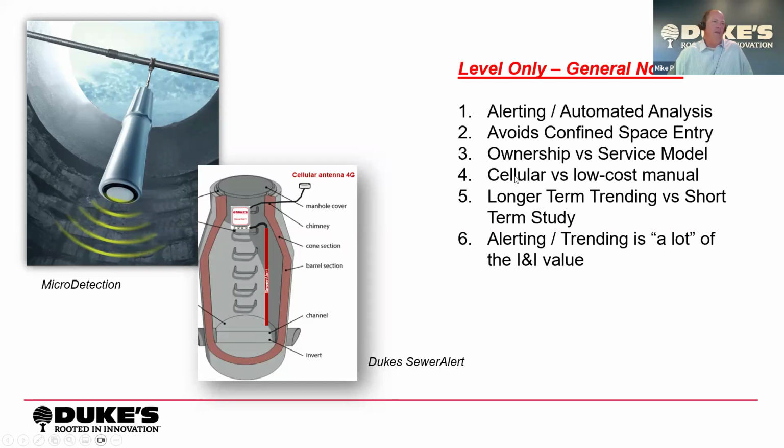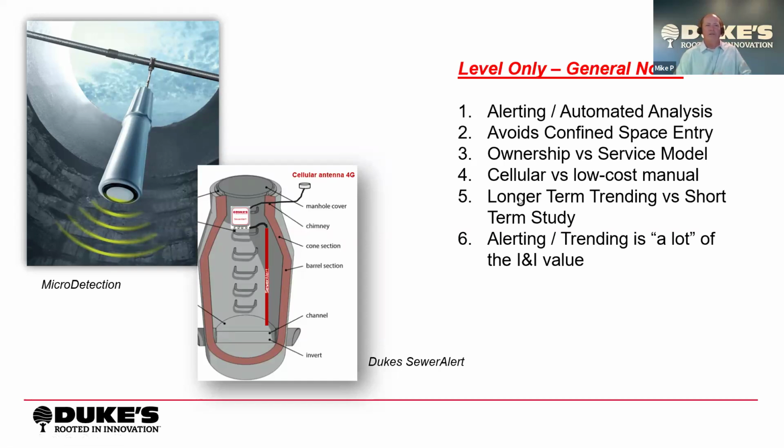Another aspect would be that generally there's a choice between having cellular-based equipment, which involves antennas and data watching, or a low-cost manual setup where the data is just recorded manually. Nobody can see it, and that hardware has to be removed and downloaded in order to get to the data. There's the idea, number 5 here, of longer-term trending versus short-term studies.